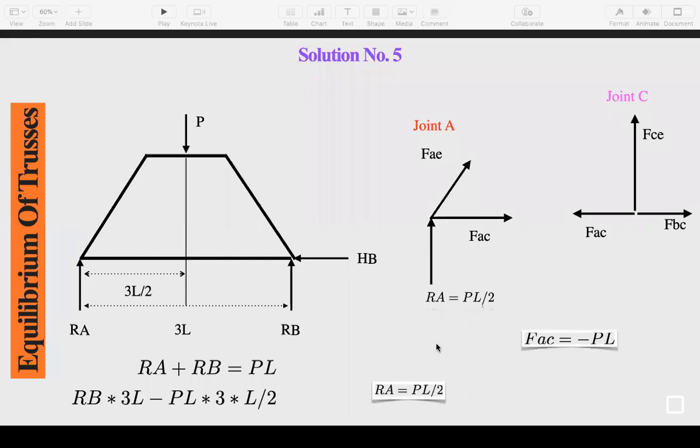Okay, now we'll take joint C, because we don't need to find the value of FAE, since they have asked for the value of BC. Now remember that if I consider joint C also, without doing further calculation, I can solve this problem.